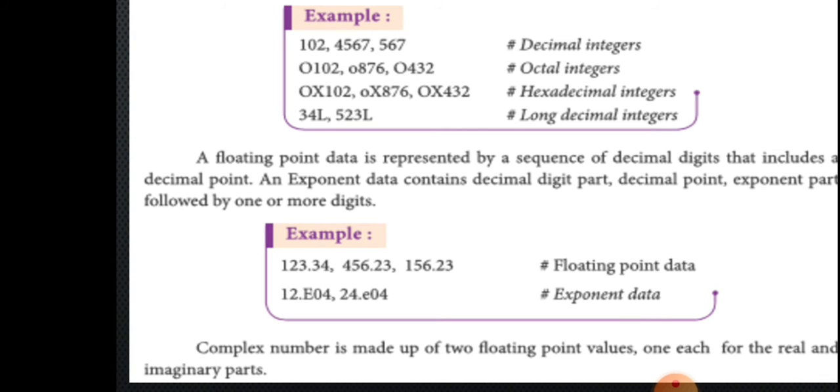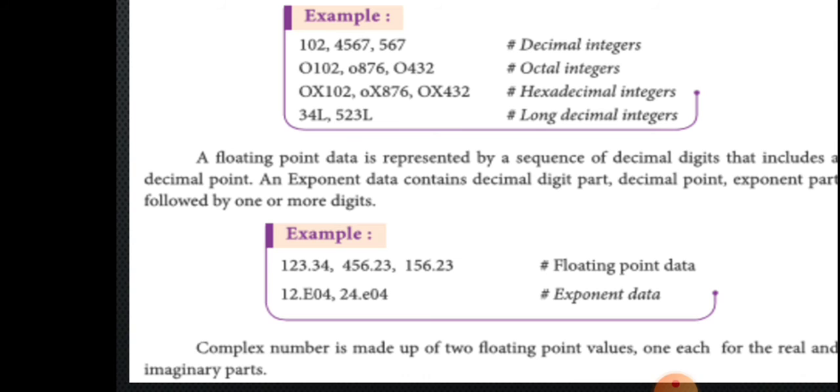Now you can see examples of floating point data as well as exponent data. 123.34, 456.23, 156.23. These are all known as floating point data. In floating point data we have a sequence of decimal digits with a decimal point. If your data contains a decimal digit part, a decimal point and an exponent, that is known as exponent data.